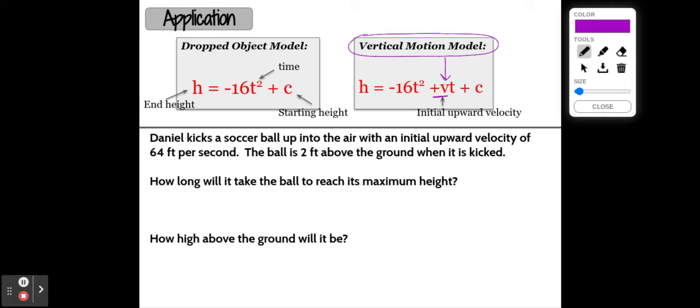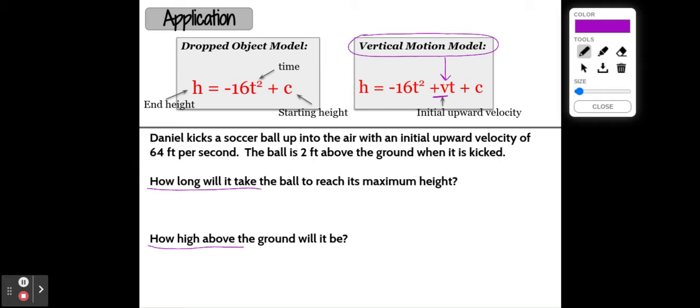We got Daniel kicks a soccer ball up into the air with an initial upward velocity of 64 feet per second. The ball is 2 feet above the ground when it's kicked, and we're asked two questions. How long will it take the ball to reach its maximum height, and how high above the ground will the ball be when it's at its maximum height?